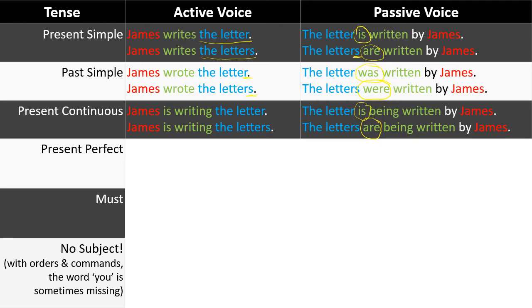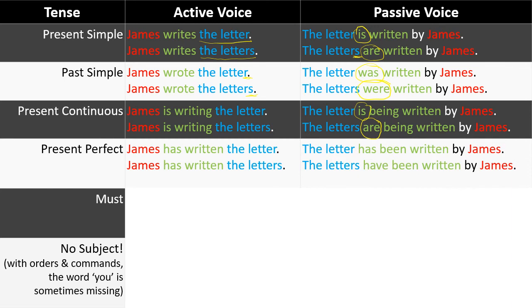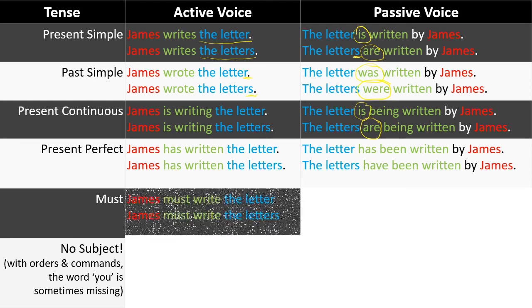So far, easy. Now here comes the present perfect tense. James has written the letter, or James has written the letters, plural. When we make this into a present perfect passive, the letter has been written by James, has been written, or plural, the letters have been written by James. So this is probably going to help you to answer that third sentence in exercise 2, which is a present perfect passive. But I'll just show you this one as well, because this will help you in exercise 3.